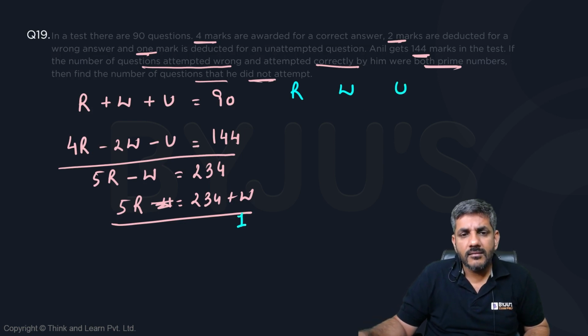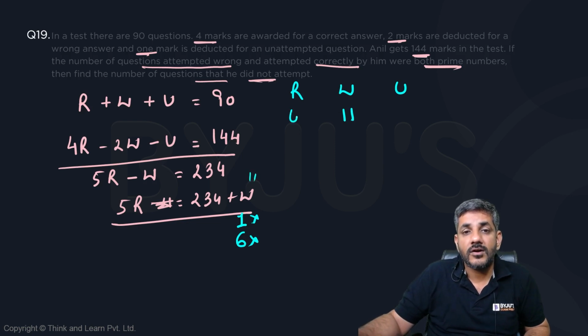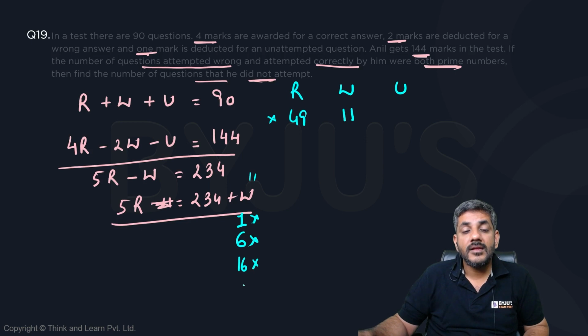W can be 1, that makes it a multiple of 5, but 1 is not prime. The next value that can make it a multiple of 5 is 6, but 6 is not prime. The next value that can make it a multiple of 5 is 11. So if I put 11 over here, 234 plus 11 is 245, and 245 by 5 is 49. Now 49 is not prime. The next value is 16, but 16 is not prime. The next value is 21, that is also not prime. The next value is 26, it is not prime.